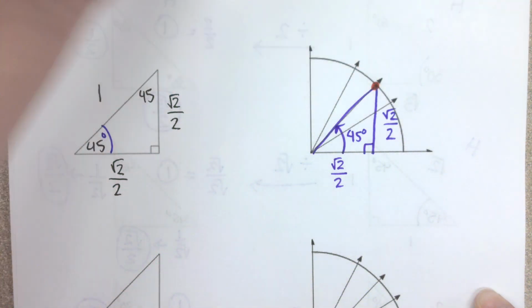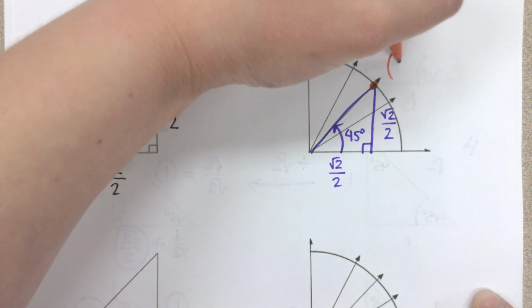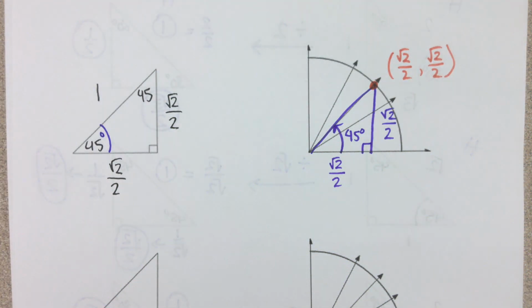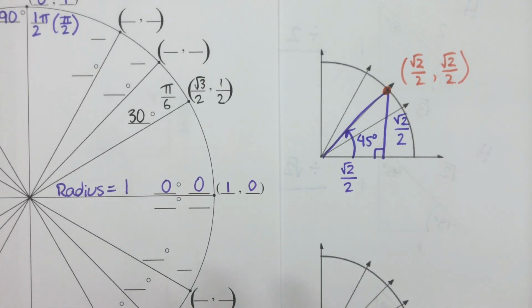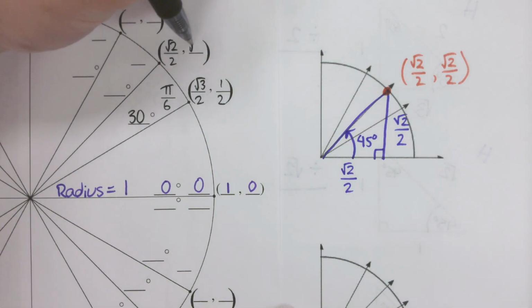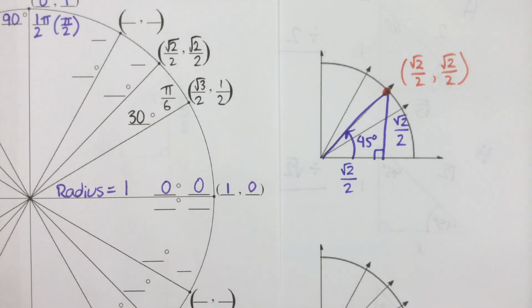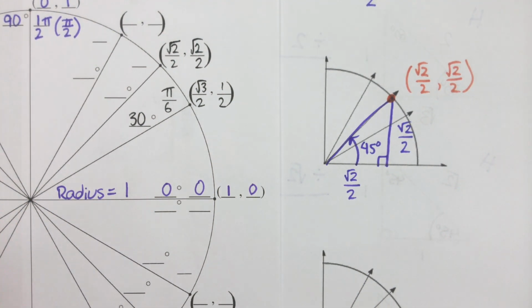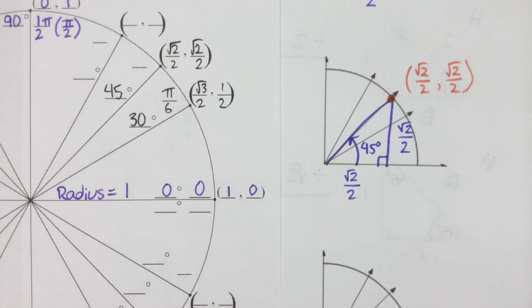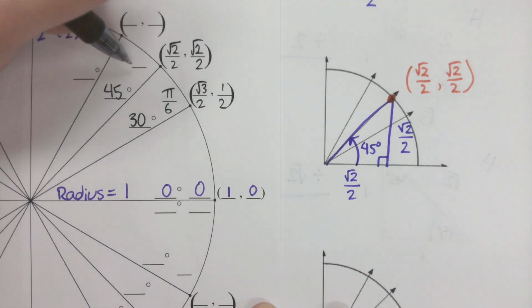So our point here, xy, is square root 2 over 2, square root 2 over 2. We can fill that in on our unit circle. Square root 2 over 2. Square root 2 over 2. Let's fill in the degrees. We know this is 45 degrees, which is how many radians? Pi over 4 is correct. Good.